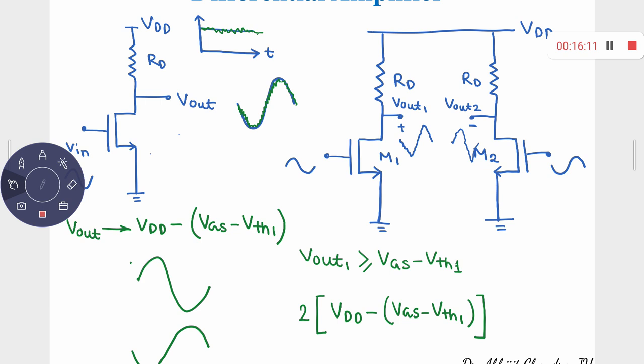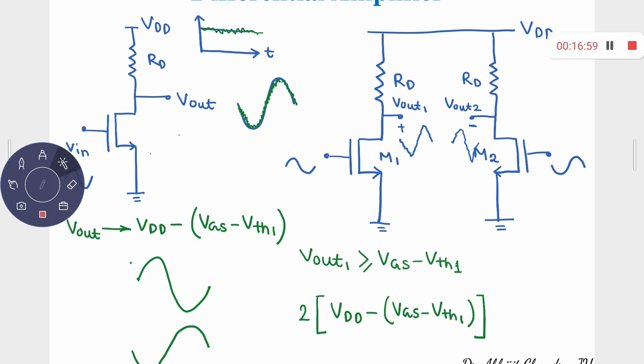Swing means what? At the output node, at the output terminal, what is that voltage? Basically, the drain voltage. Source is grounded. V out is the drain voltage, so this is basically the VDS. Right. So, is there any restriction on VDS? It must be in saturation. That means there should be a minimum value or maximum value. Which one? A minimum value. What is that? VGS minus VTH.